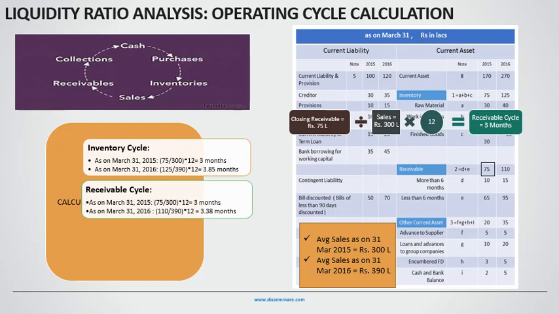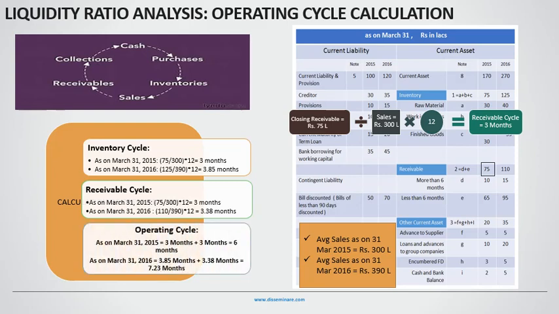Thus, we get the operating cycle equals inventory cycle plus receivables cycle. As on March 31st, 2015, it is equal to 3 months plus 3 months equals 6 months. The operating cycle as on March 31st, 2016 equals 3.85 months plus 3.38 months equals 7.23 months.